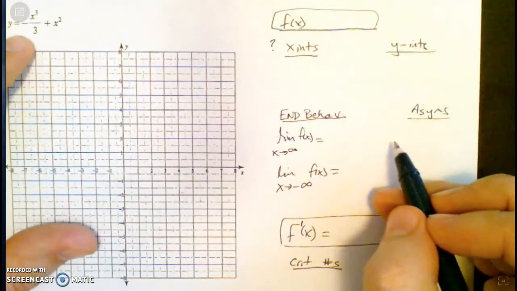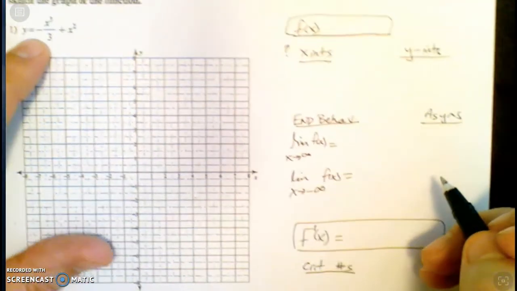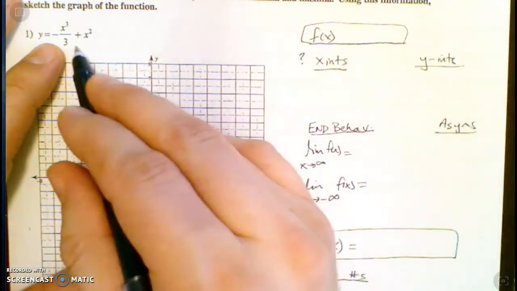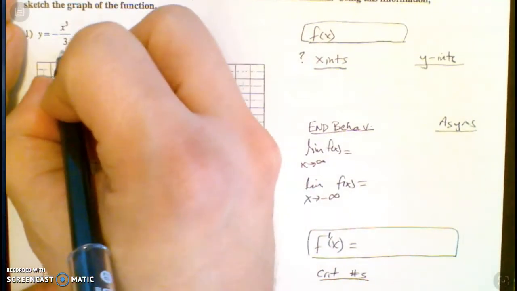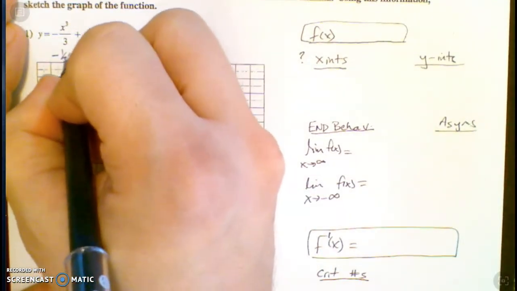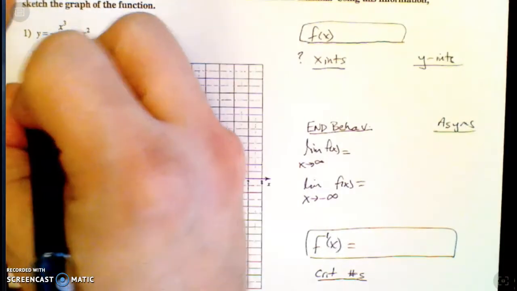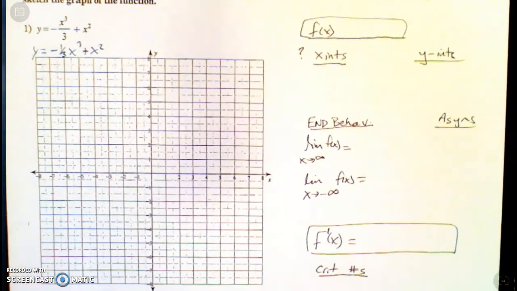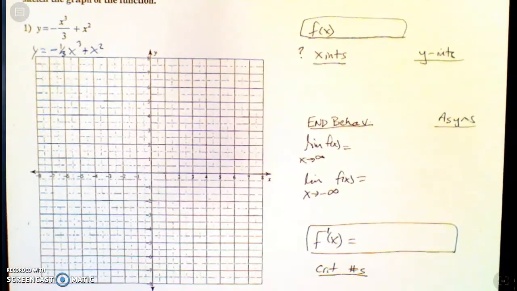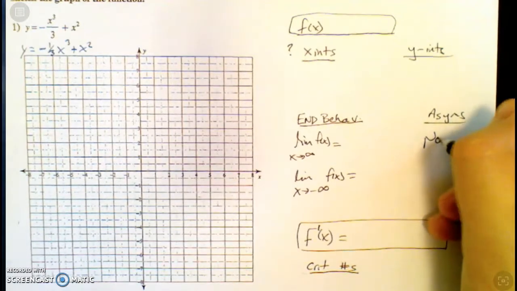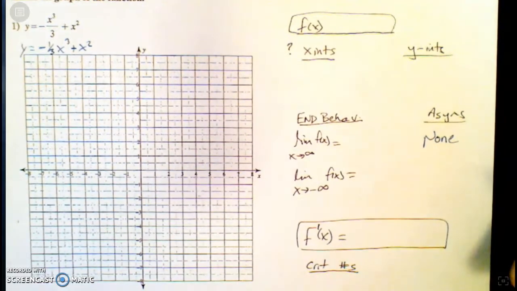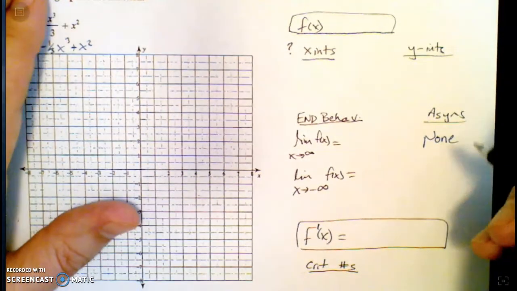Now, since there's no fraction here, I know you see a fraction, but that's really the same as negative 1/3. It's just another way of rewriting the problem, right? So there are no asymptotes, and you find that a lot. As long as it's not a fraction problem, we don't have to worry about that.